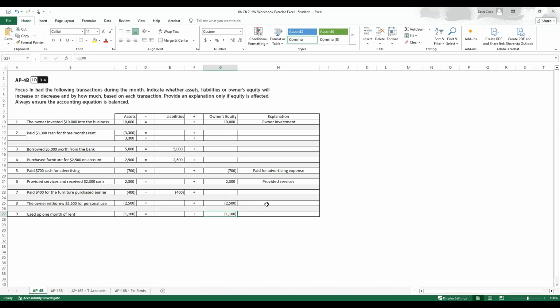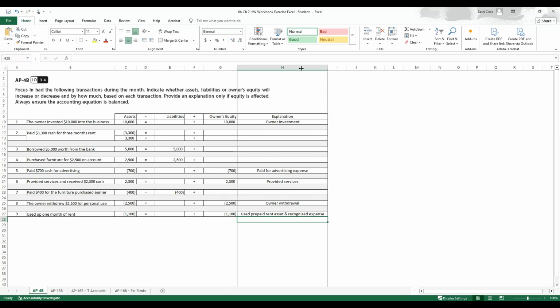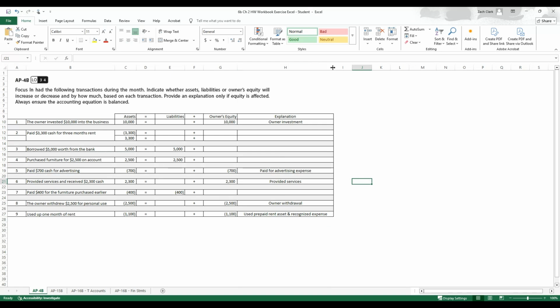expense. Oh, and here we've got to put explanations in. We're going to say owner withdrawal, and we're going to say that we used prepaid rent, asset, and recognized expense. That doesn't quite fit in there. You can stretch the size of columns there, just as something to keep in mind with Excel. Or you can see your little cursor, how it turns black with the arrows. If you get it on the side of a column like this, you can double left click, and it will automatically size that to perfectly fit what's in the column there.